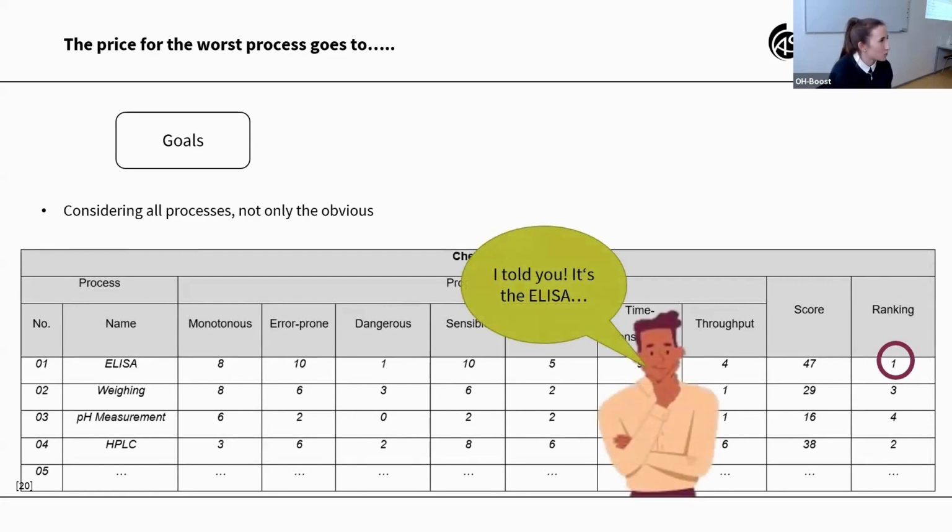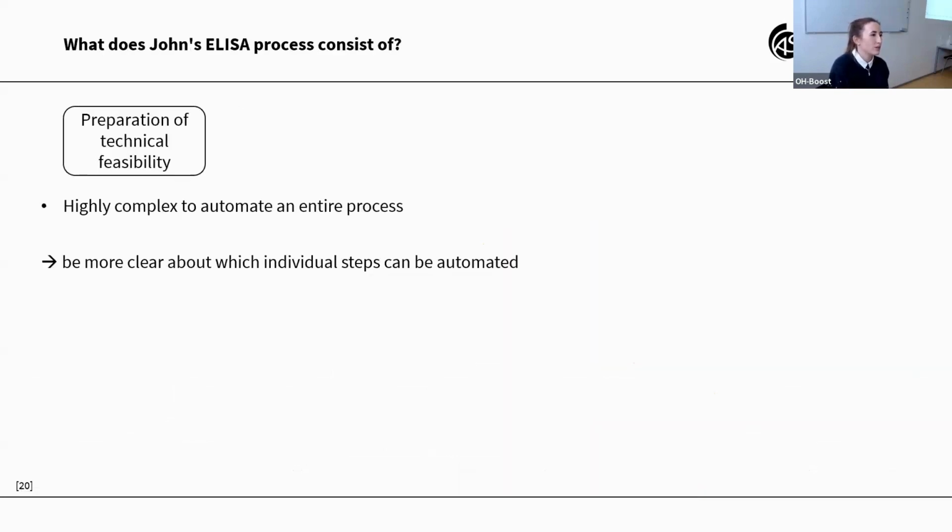And yeah, John told us it was good to have this black on white. So then we can continue with the preparation of technical feasibility. What does that mean? We have to be clear about our process, because if you think about our process as one, we are very limited in searching systems that could be suitable for us.